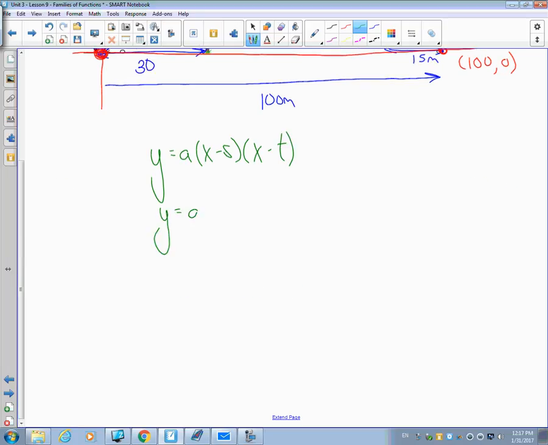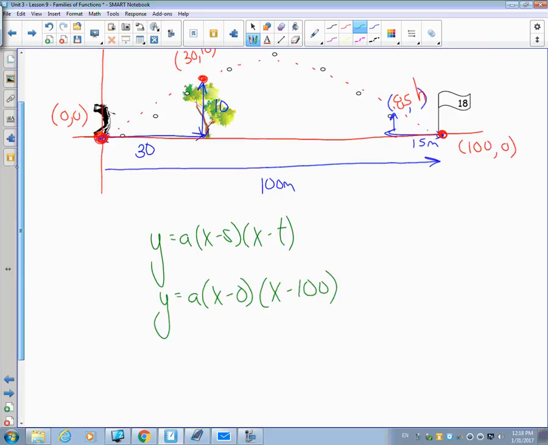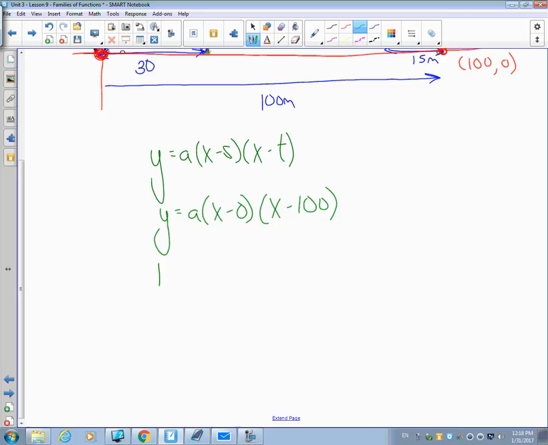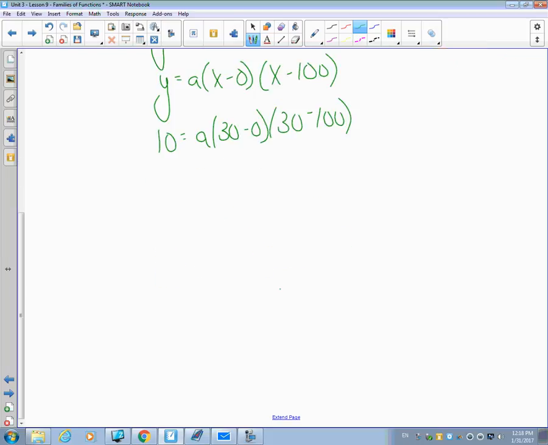If I plug in my zeros, x minus 0. The other one's at 100, so x minus 100. I know a point for sure on this graph, because the tree is 30 and 10. So the height is 10, when the distance is 30. And it's one of our standard questions now. Not a word problem anymore, just a question. So BEDMAS. Multiply it all together. Okay, we're going to end up with a really messy number here.